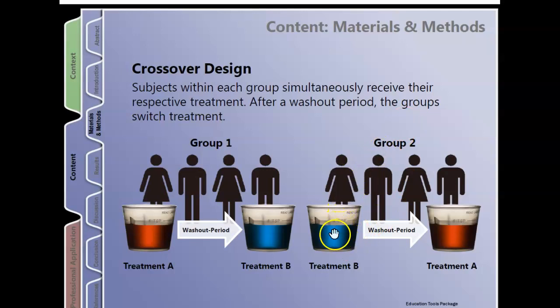They take it for, let's just say, 1 month. After that, there's a washout period where they have to wait maybe 1 month or a week or a few days, you decide. During that time, we're hoping the drug gets flushed out of their system. Then they take another drug, and we can see whether it helps them lose weight, for example. So crossover design is when you give each group their respective treatment, then they wait for a washout period, and then the treatment is switched.